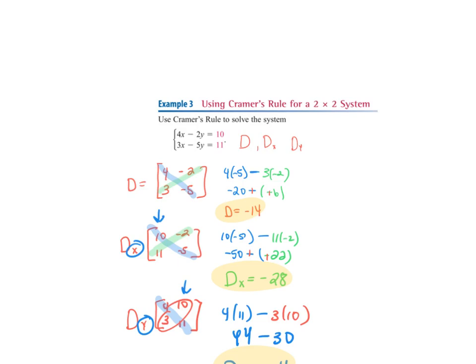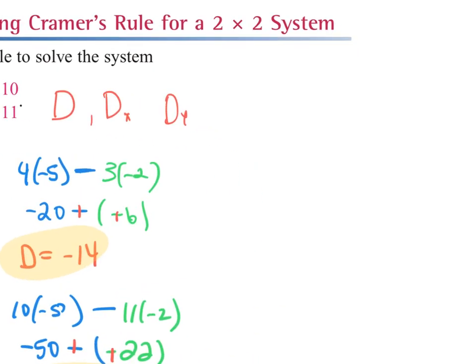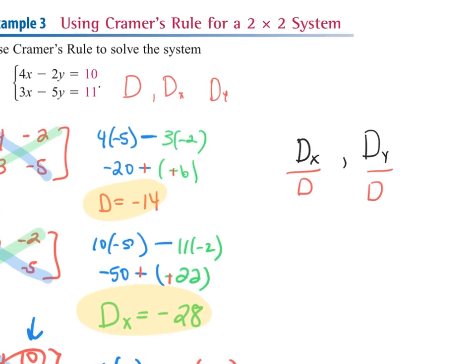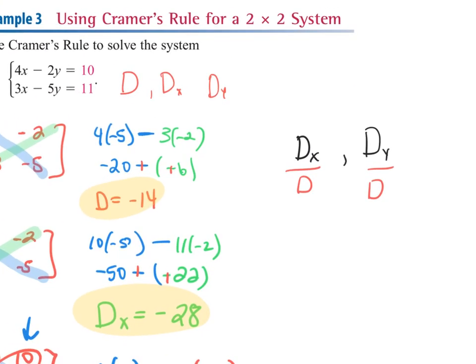The way that you do this, guys, you take the x determinant and the y determinant, right? You're going to have an ordered pair. Agreed? And you divide it by the original determinant of the coefficients. So what is your d sub x? Negative 28 divided by what was the determinant that we got at the beginning? Negative 14.